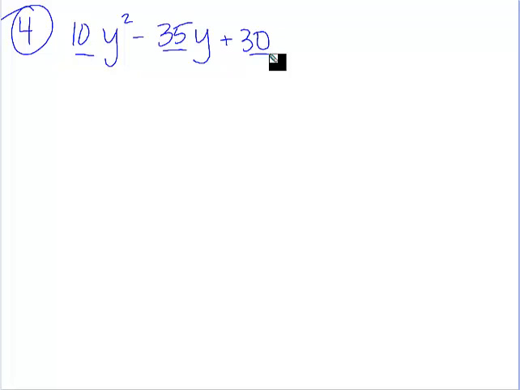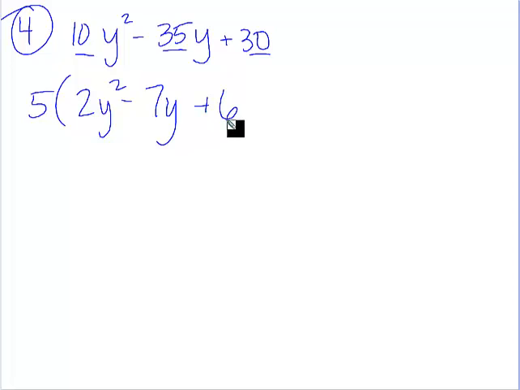Because I don't think any of us wants to deal with 10 times 30 is 300. Finding all the factors of 300, does that sound like fun? No. So let's take the 5 out first, and that'll make it a little bit easier numbers. So if we take the 5 out, what are we left with? If we divide all of these by 5. Good, 2y squared. Good, minus 7y plus 6. Better numbers to work with now.